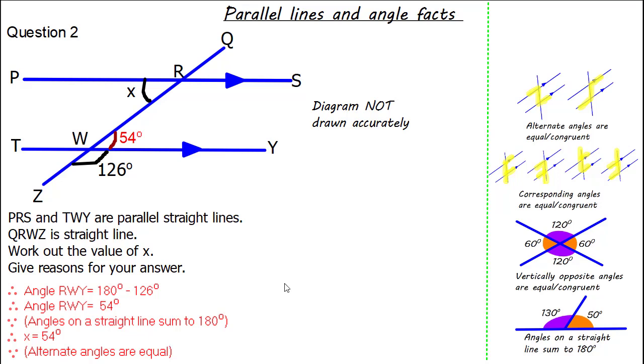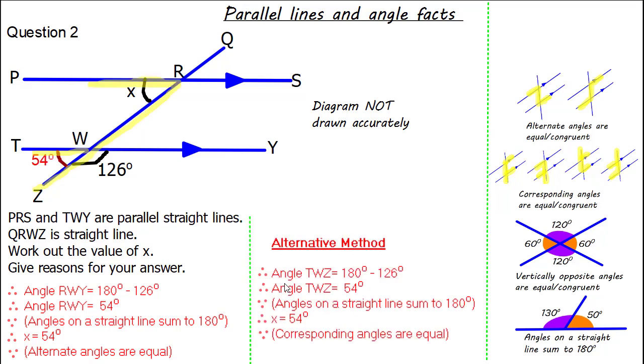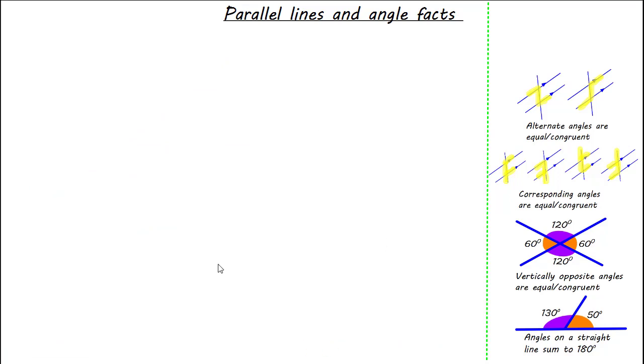However, one of the greatest things about mathematics is how there's usually more than one way to get a solution. So let's have a look at an alternative method. In this method, we've worked out angle TWZ first to give us 54 degrees. This is because we know angles on a straight line sum to 180 degrees. From here, we've identified this F shape. So that means we know x must be 54 degrees because we spotted a corresponding angle. Now let's look at our final angle fact.